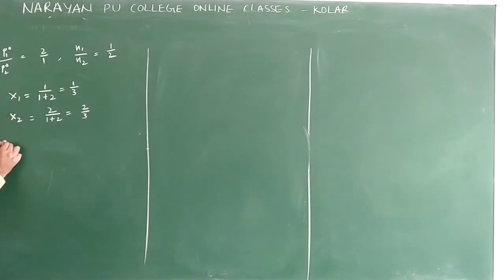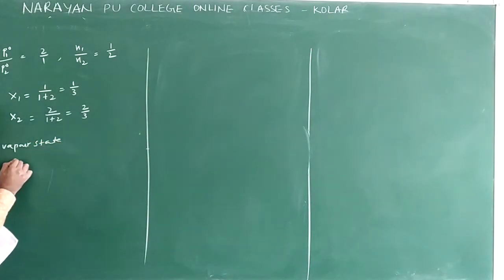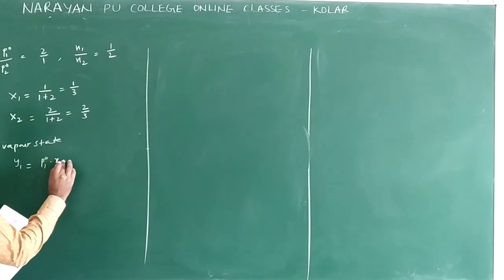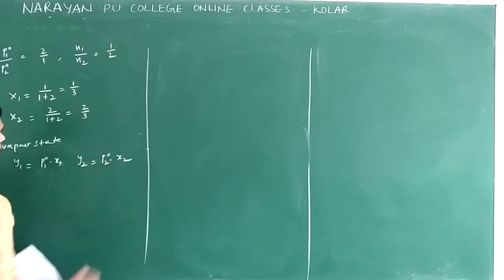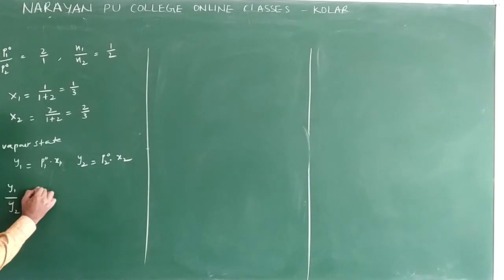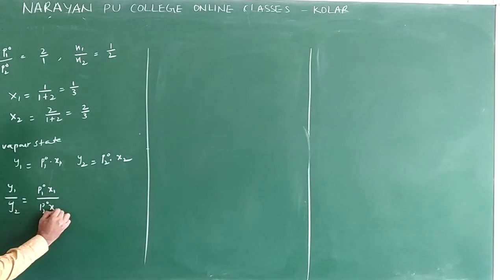And we have P1 naught and P2 naught only. Now the question asks the ratio of the moles in the vapor state. Now in vapor state, generally I am writing here y1 is equal to P1 naught into x1. In the same manner y2 is equal to P2 naught into x2. Now y1 by y2 is P1 naught into x1 by P2 naught into x2.